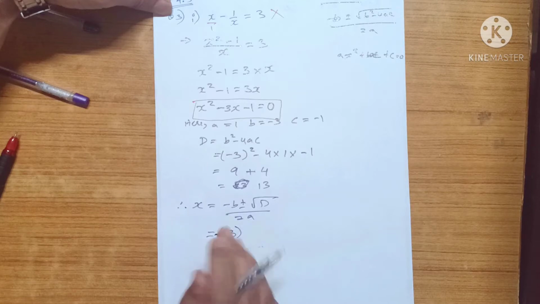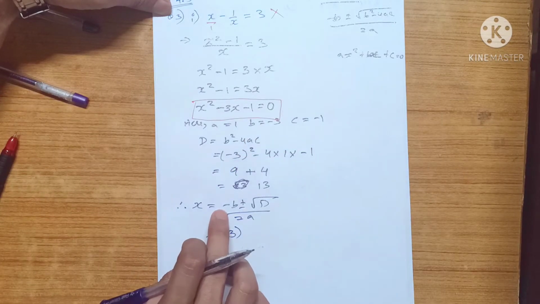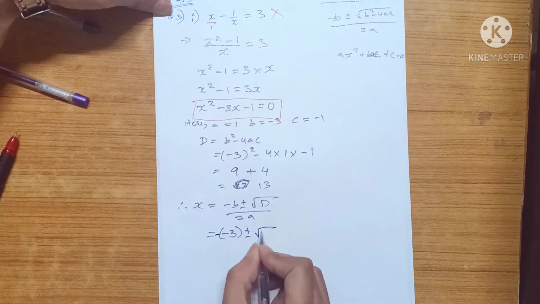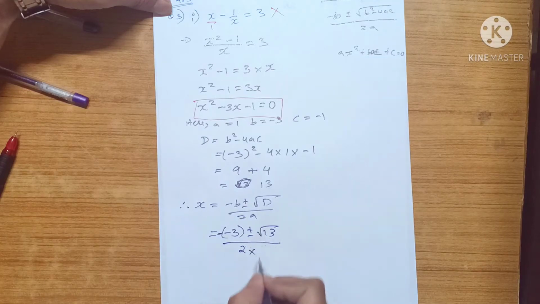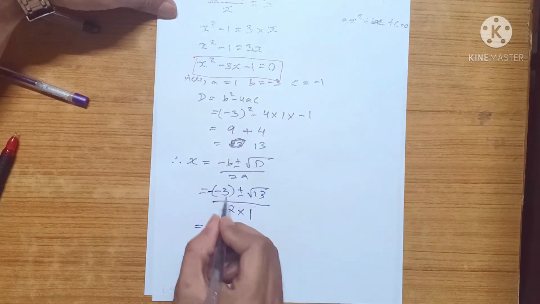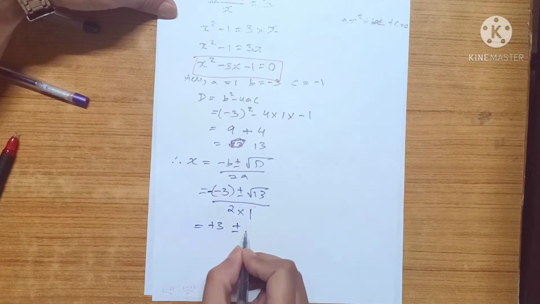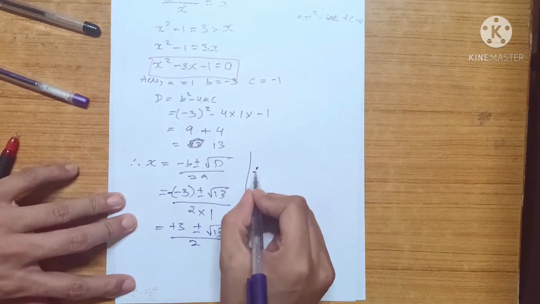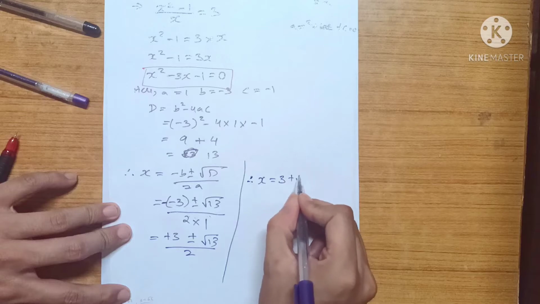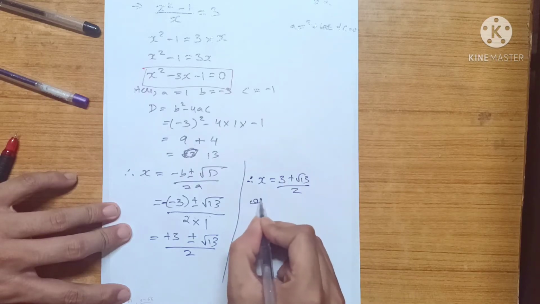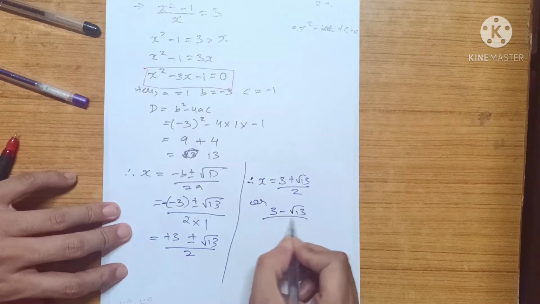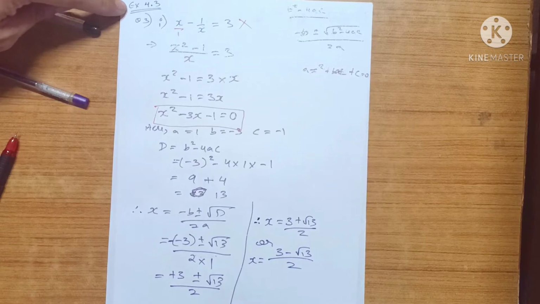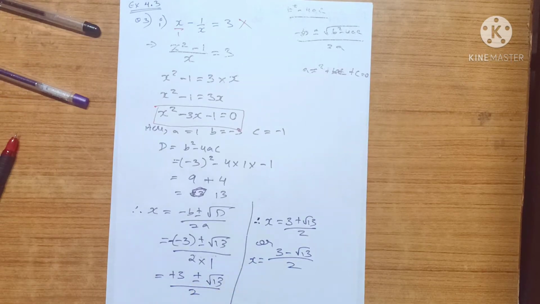This minus doesn't mean that b is already minus. If the outside minus is there and the b value is minus 3, so minus of minus 3, plus minus root over 13, divided by 2 into a, which is 1. When you open this bracket, this minus minus will become plus, so 3 plus minus root 13 by 2. So we have the values of x. Therefore x equal to 3 plus root 13 by 2, or 3 minus root 13 by 2. Got it? So in order to solve this question, you have to first make it into quadratic form and then solve it.